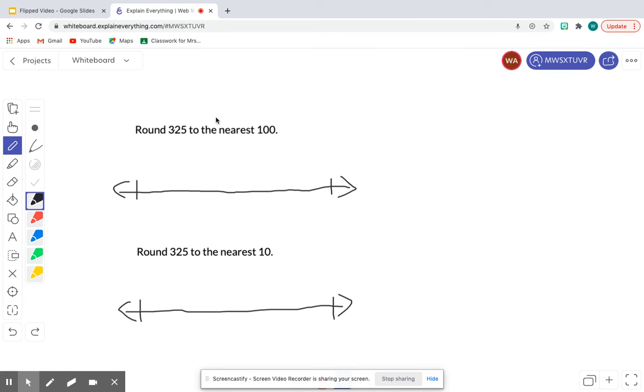So first, I'm going to start off rounding the number 325 to the nearest 100. So I drew my number line, and now I am going to plot my benchmarks, which is the number that 325 falls between. Now, because we're rounding to the nearest 100, I'm going to be looking at the digit in the hundreds place, the 3. Because 325 is larger than 300, the hundreds that it falls between would be 300 and 400.